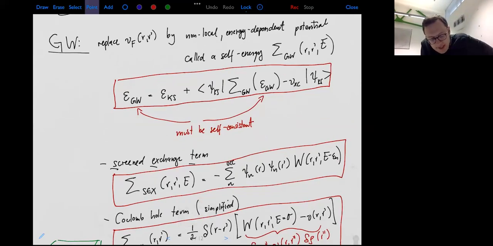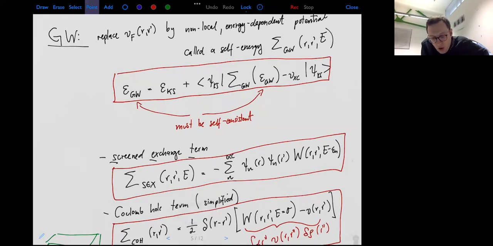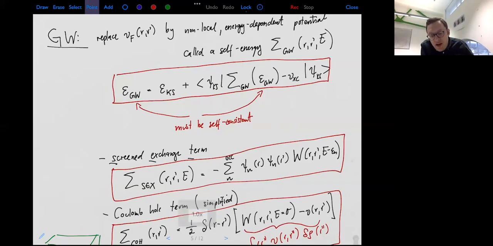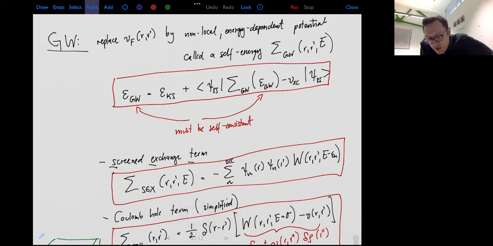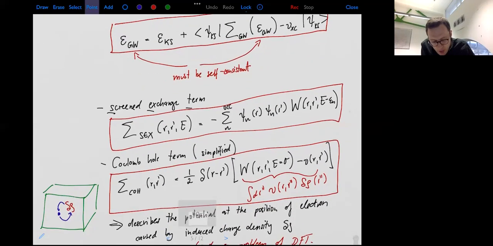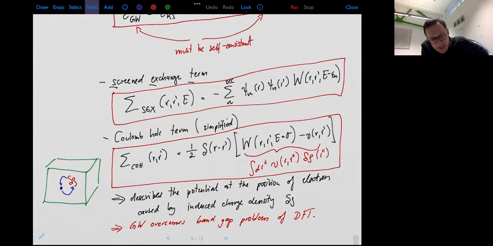So we need a theory that captures screening and a theory that is also non-local. And this theory is what we call the GW approach, where we replace the exchange correlation potential of DFT with a quantity that's known as a self-energy, which is a non-local and energy-dependent potential. And the energy dependence basically reflects the fact that screening is different for fast electrons and slow electrons. And what is the self-energy? It can be written as a sum of two contributions.